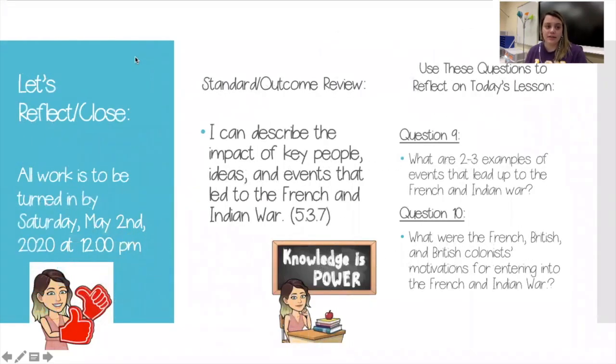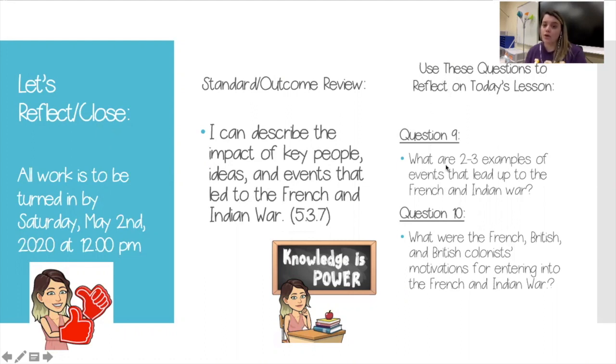And our last slide, let's reflect and close. So our standard, again, and our outcome, I can describe the impact of key people. So again, the French, the British, the colonists, their ideas, and the events, what major events were happening in these sources, what ideas were they coming up with in these sources that led to the French and Indian War. That's the overall outcome of this. So using these questions, reflect on today's lesson.